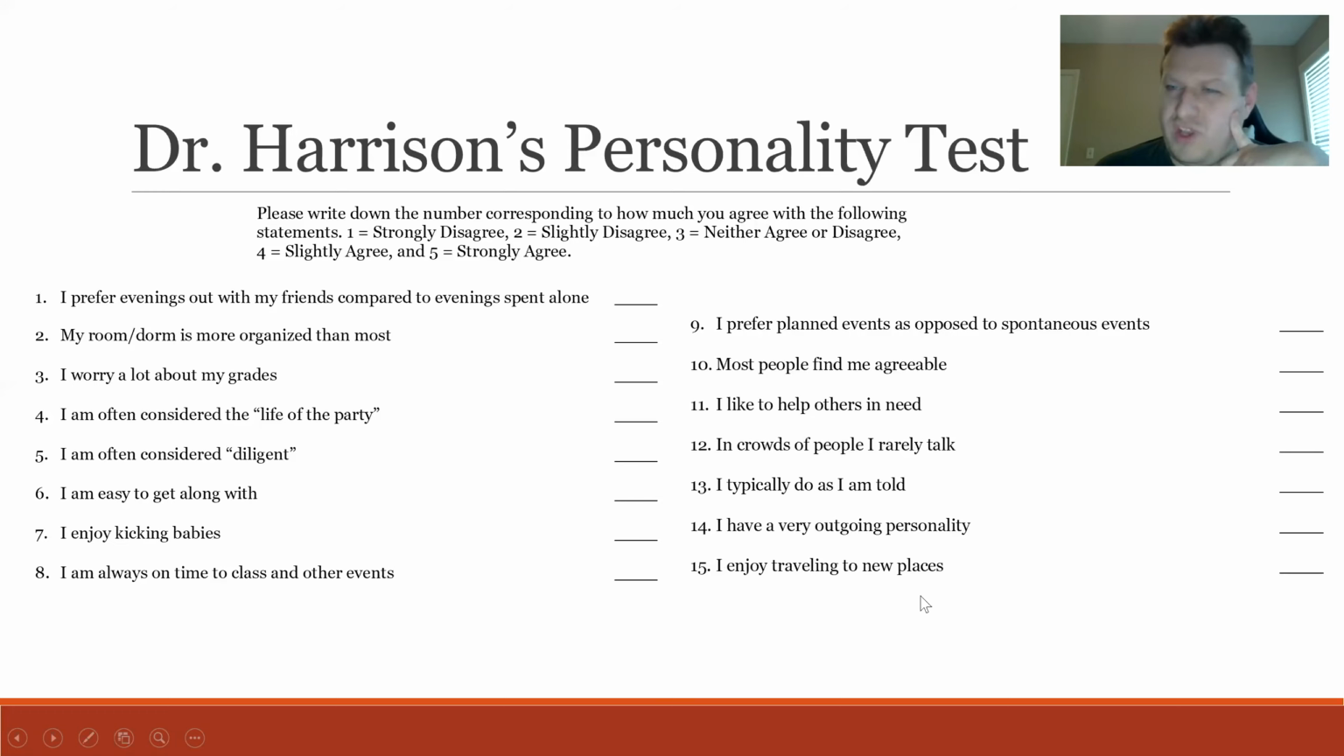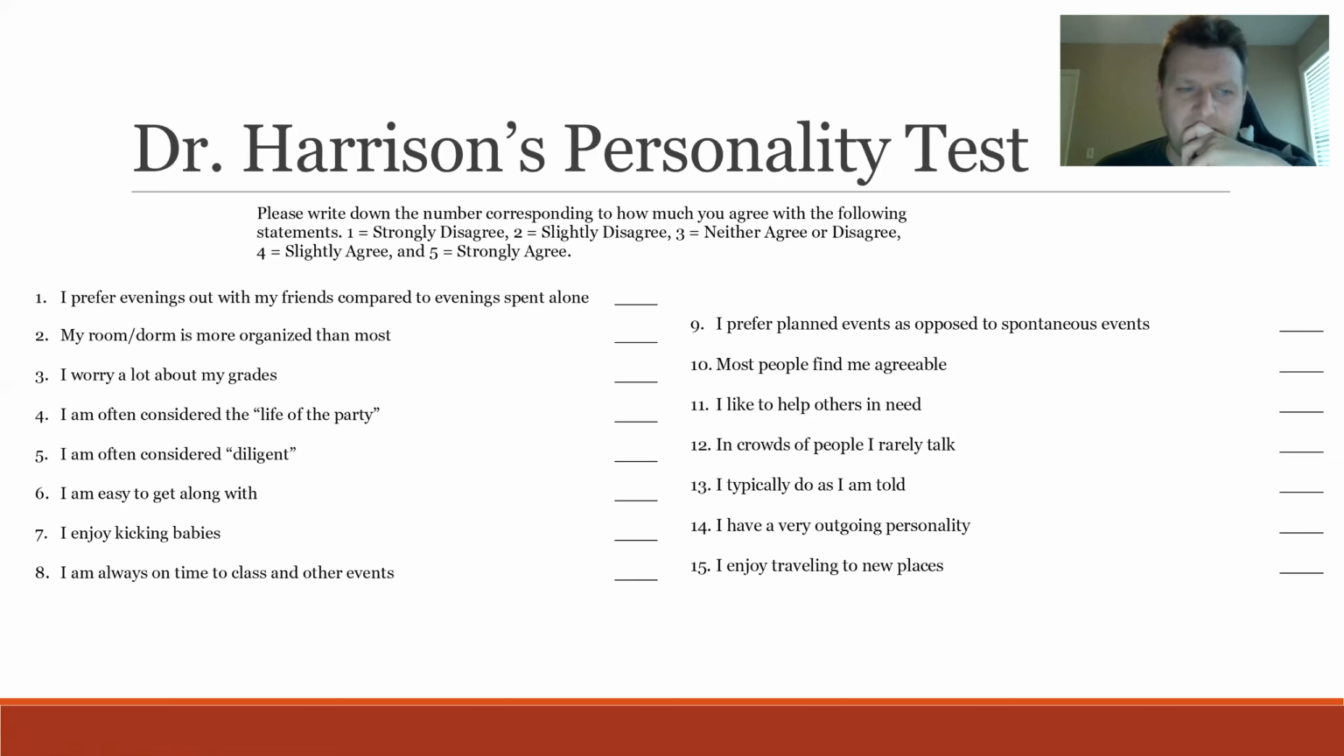But how do we truly know this without looking at the data? So we're going to look at the data to see how many traits it is that we are actually measuring here. Also, which of these test questions does the best job of measuring extroversion? If both of these questions measure extroversion, is it question 14, I have a very outgoing personality, or I prefer evenings out with my friends compared to evenings spent alone? Which of these does the better job of measuring extroversion?